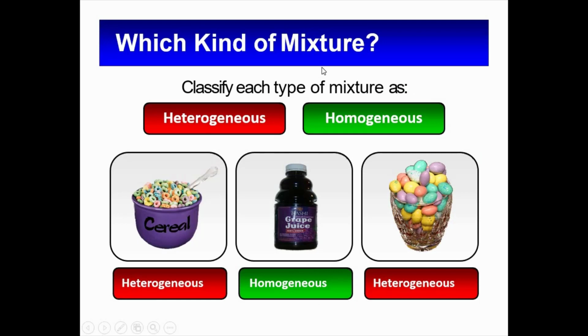Which kind of mixture? Okay, so let's classify them now. If I'm giving you a cup of cereal, you can find different colors, so we're going to call this heterogeneous. You can easily differentiate them. And if I'm giving you grape juice, can you differentiate the particles of the juice and the water and the sugar? I don't think so. So we're going to call this homogeneous. And also if I'm giving you some candies of different colors, you can differentiate. So we are going to call this heterogeneous.